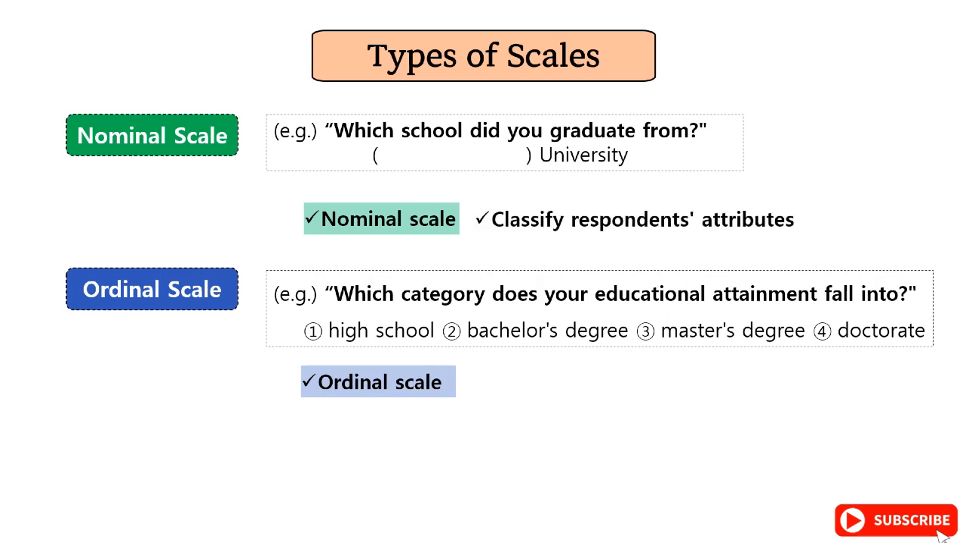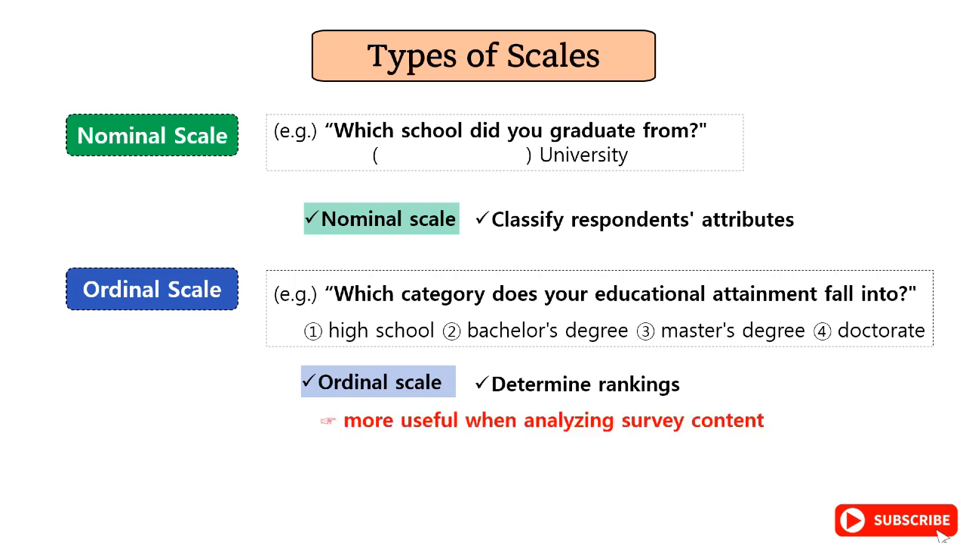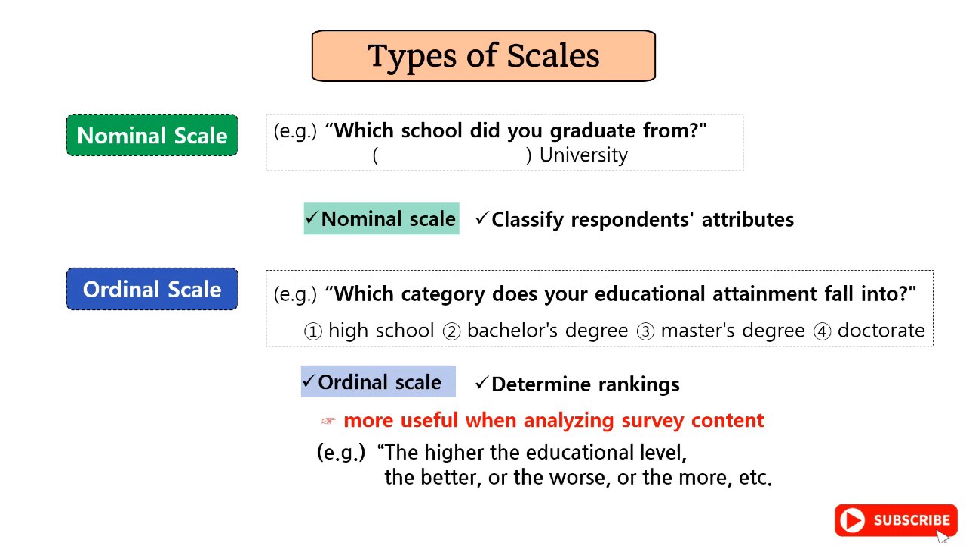In marketing terminology, nominal scale is used simply to classify respondents' attributes, while ordinal scale is used to determine rankings. Therefore, ordinal scale is more useful when analyzing survey content, such as the higher the educational level, the better, the worse, or the more, etc.